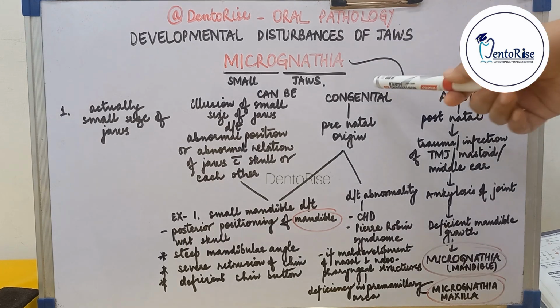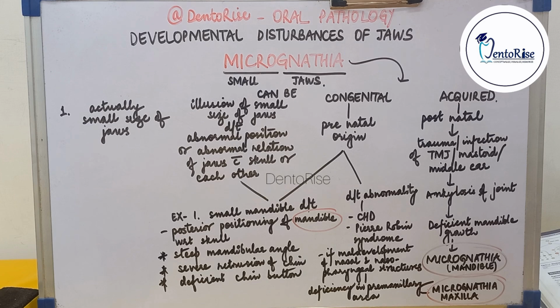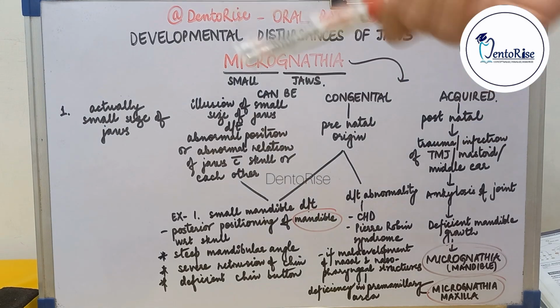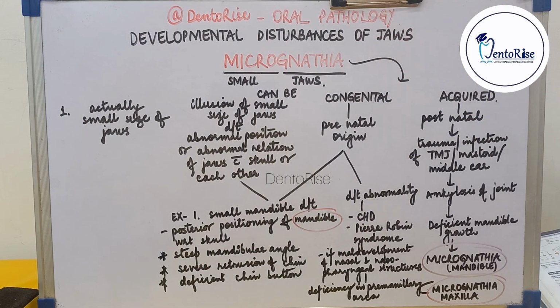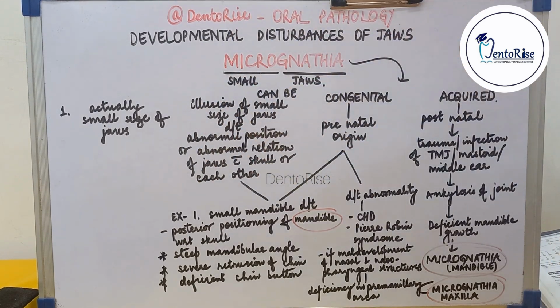Talking first about the congenital micrognathia, again it is of prenatal origin. This can be because of some abnormality. It can be because of congenital heart disease, Pierre-Robin syndrome, etc. There are many disorders. Other than that, during the development, if the jaw growth is normal in size, but the position of the jaw is impaired with respect to the skull or with respect to the opposite jaw, as we have already discussed, then also there can be illusion of micrognathia.